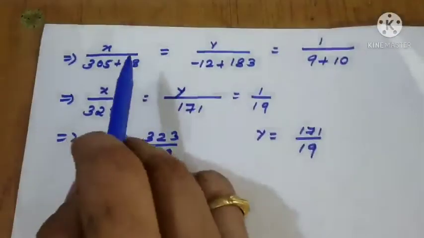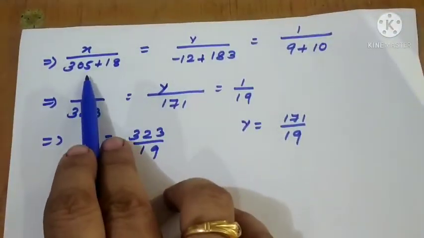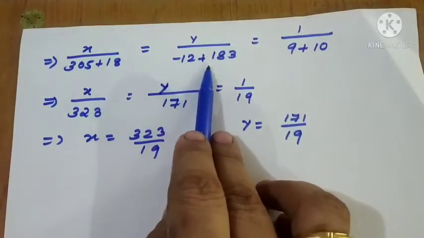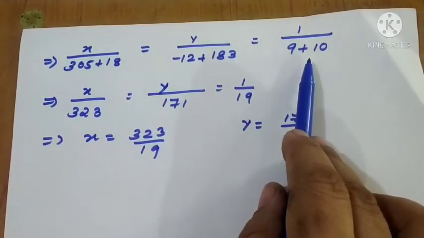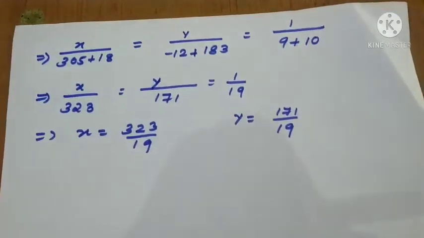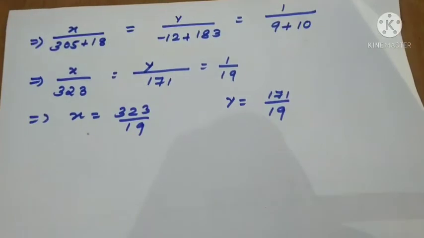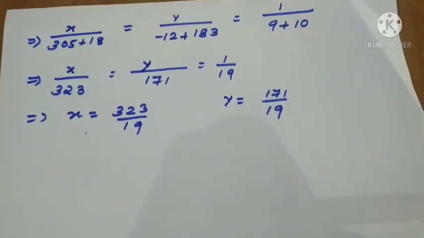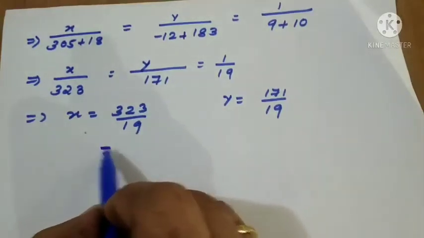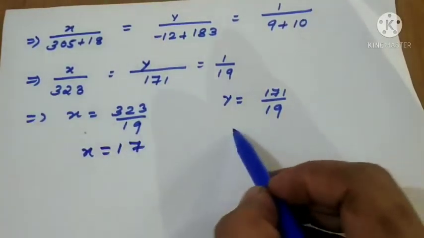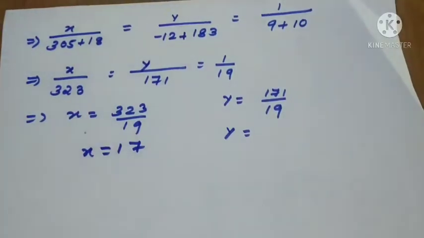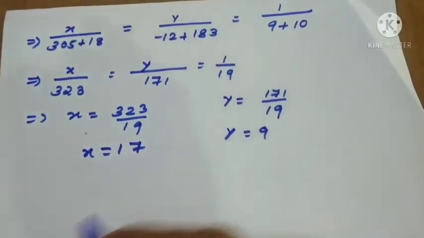So after the simplification, x divided by 305 plus 18 equal to y divided by minus 12 plus 183 equal to 1 divided by 9 plus 10. That means x by 323 equal to y by 171 equal to 1 by 19. So solve here. x equal to 323 by 19. That means x equal to 17 and y equal to 9.